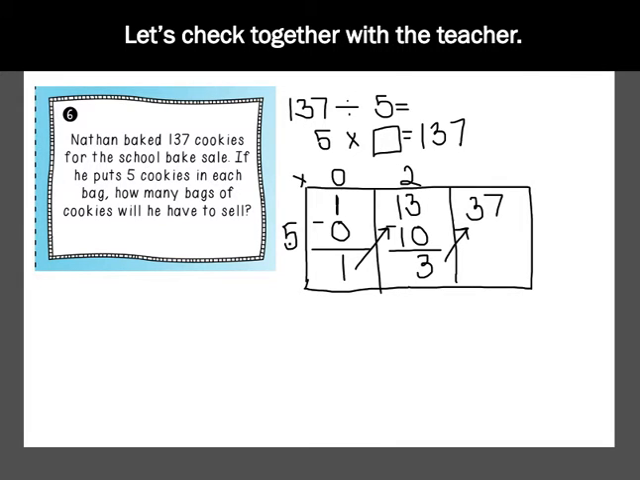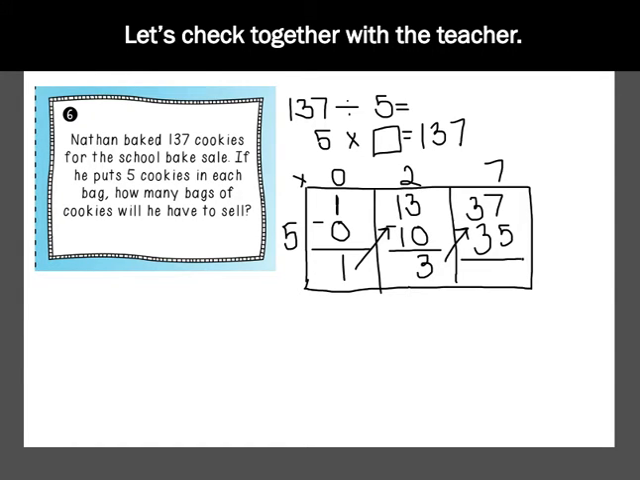How many times does 5 fit into 37? Also known as, how many groups of 5 can I split out of 37? Well, let's count by 5s. 5, 10, 15, 20, 25, 30, 35. That was 7 groups of 5. 5 times 7 is 35.